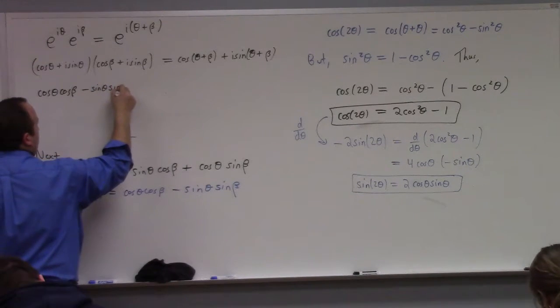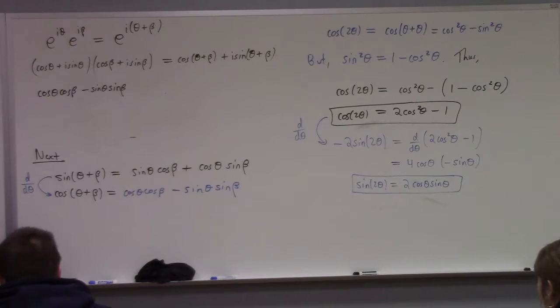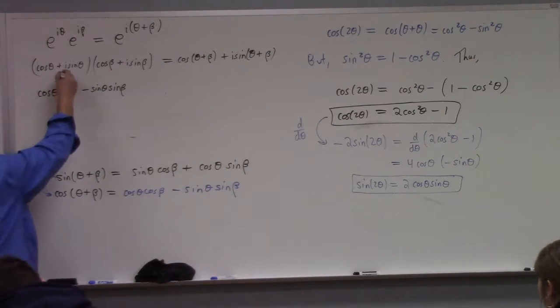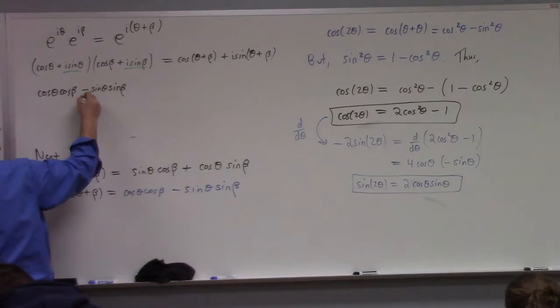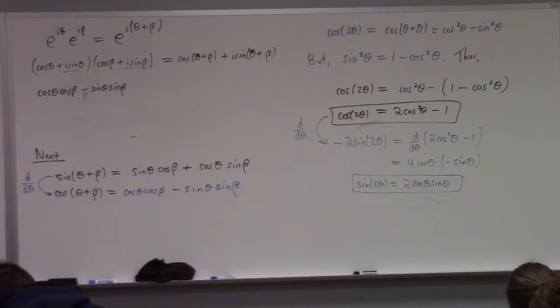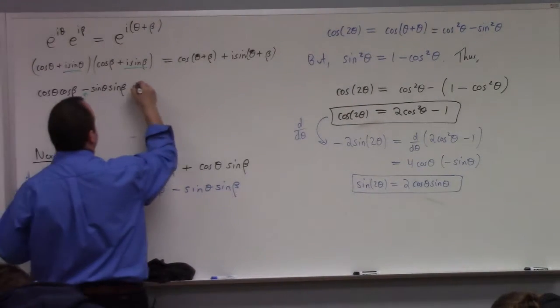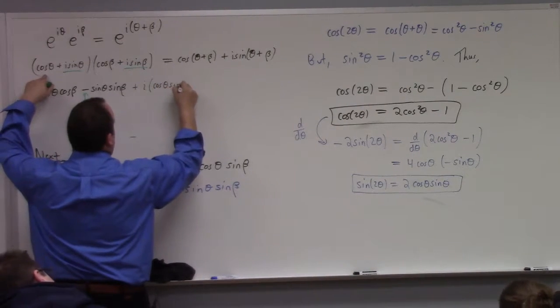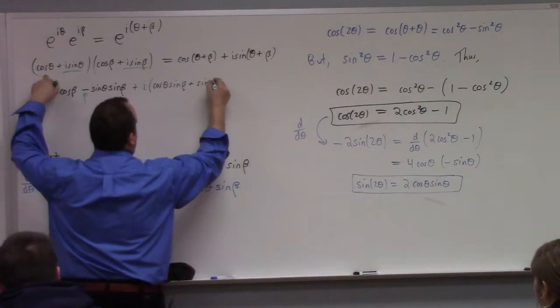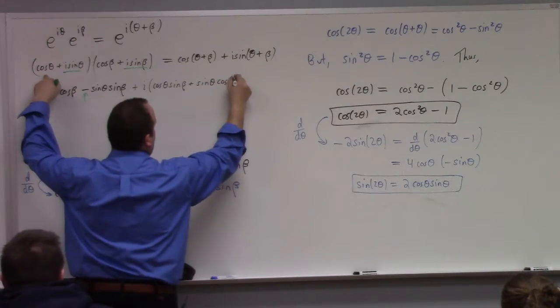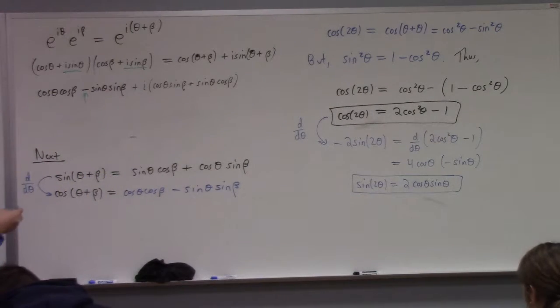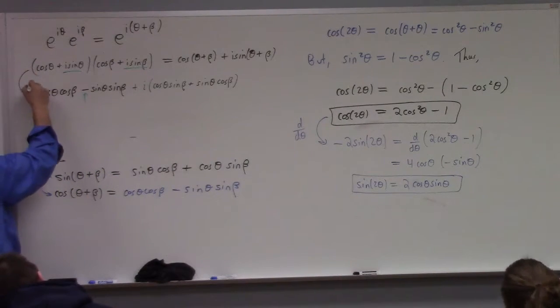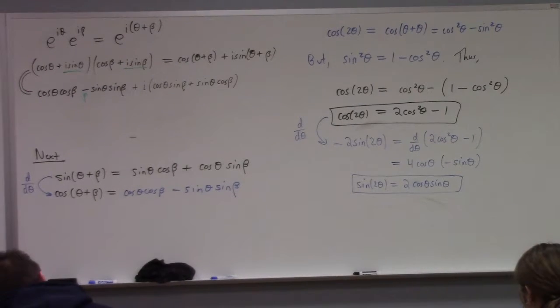Why the minus? Because when I multiply this term and that term, it picks up that from the i squared being minus 1, right? And then I have i times what? Cosine sine, and then sine cosine. So here I'm just expanding the left-hand side.